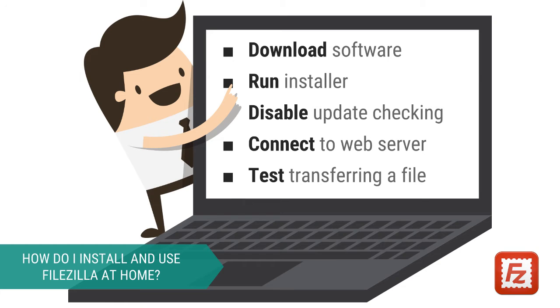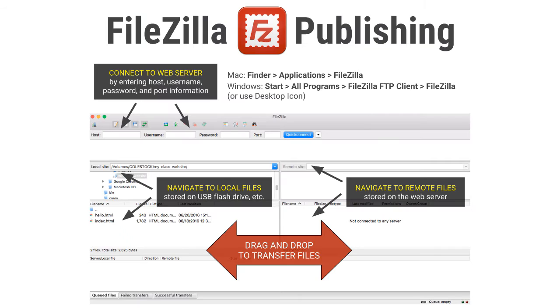Installing FileZilla on your personal device or home PC is a simple task, consisting of the following steps. First, download the latest software. Next, run the installer. Then, disable update checking. And finally, test connecting to the class web server and transferring a file that afterwards will be visible on the World Wide Web. Let's take a closer look at FileZilla as a program.